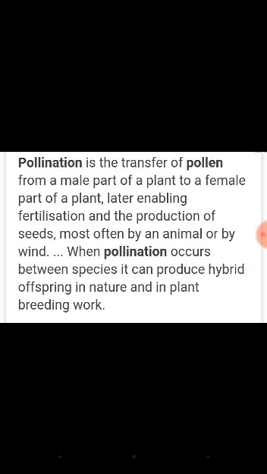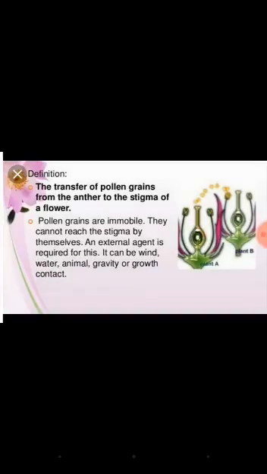Now let us know what is pollination. Pollination is the transfer of pollen from a male part of a plant to the female part of the plant, later enabling fertilization and production of seeds, most often by an animal or by wind. When pollination occurs between species, it can produce hybrid offspring in nature and in plant breeding work.